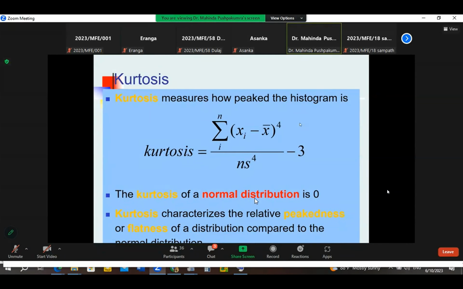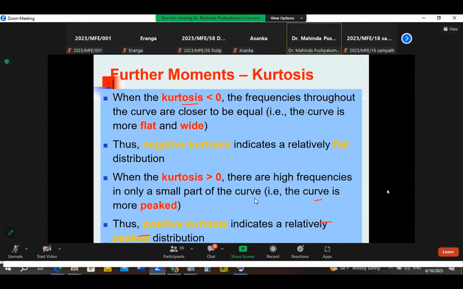Then the next concept is kurtosis. It measures how big the histogram is. The kurtosis of a normal distribution is 0. Kurtosis characterizes the relative peakedness and flatness of a distribution compared to the normal one. When the kurtosis is negative, frequencies throughout the curve are close to equal.